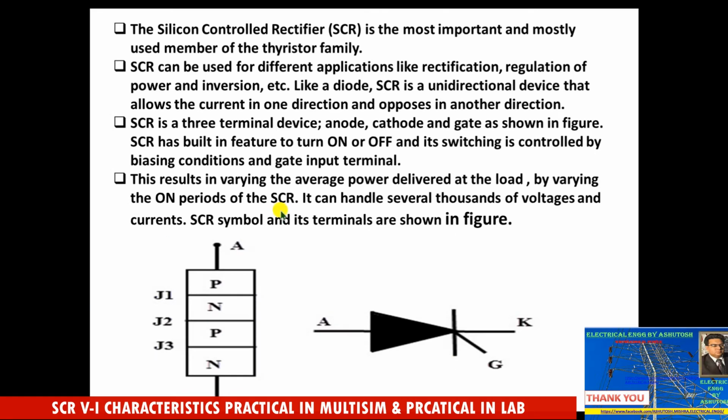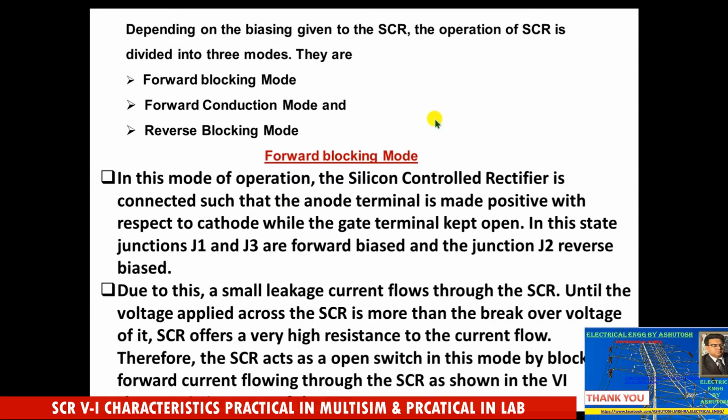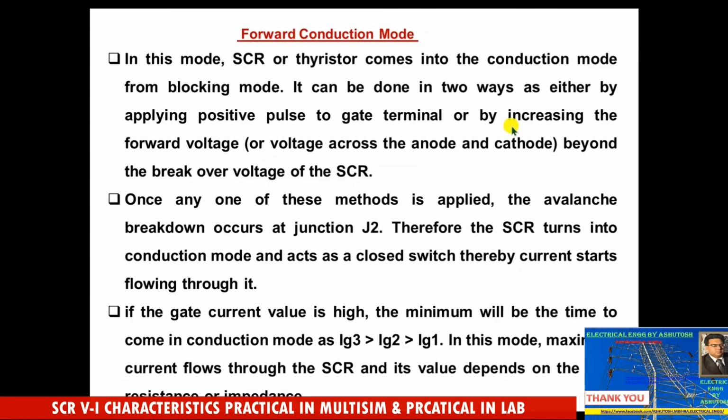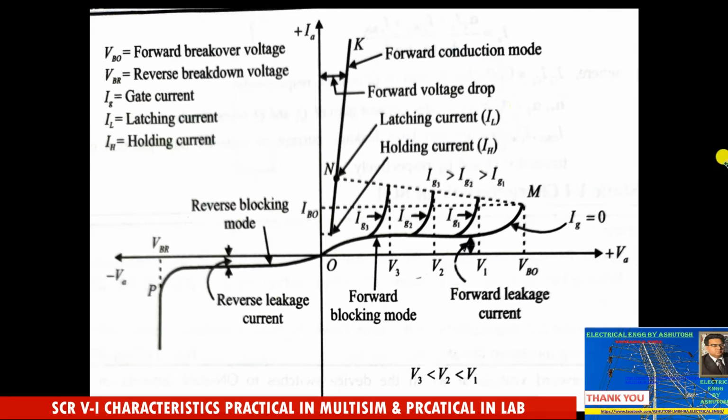Now moving ahead, SCR works in 3 modes. The first is called forward blocking mode, the second is forward conduction mode, and the third is reverse blocking mode. We will go directly to its VI characteristics. Here you can see the VI characteristic: this is forward voltage VA, this is forward current IA, this is reverse current minus IA, and this is reverse voltage minus VA.